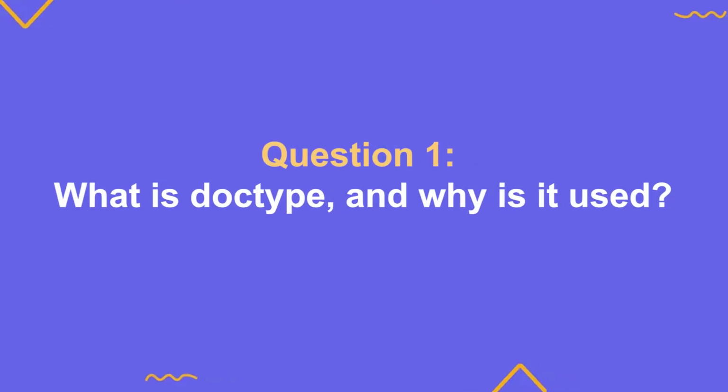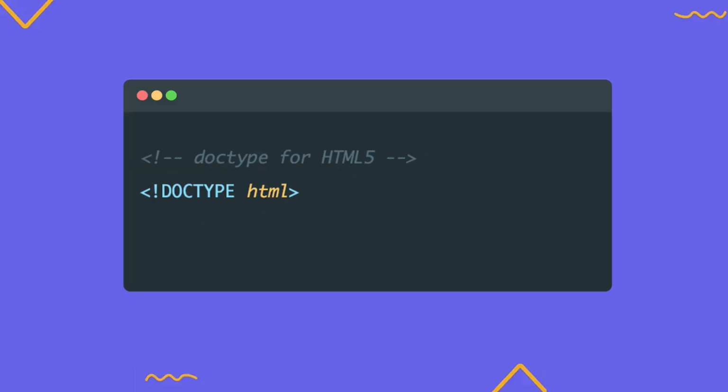Alright, let's get started. In 90% of interviews, the first question about HTML sounds like this. What is doctype and why is it used? Doctype is used to specify the document type. And usually this is sufficient. However, the answer can be expanded a bit.